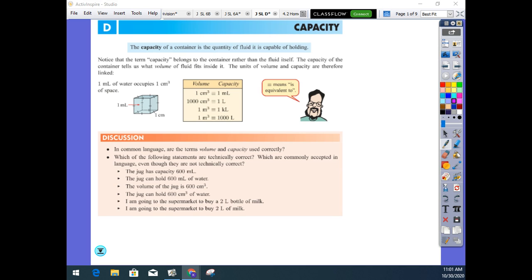6D is all about capacity. The capacity of a container is the quantity of fluid that the container is capable of holding. Think of a 2-liter bottle of Pepsi. We don't say it's 2,000 cubic centimeters. We don't talk about its volume. We say how much liquid can go into the container. That's the difference between volume of a container and capacity, and we can go back and forth.